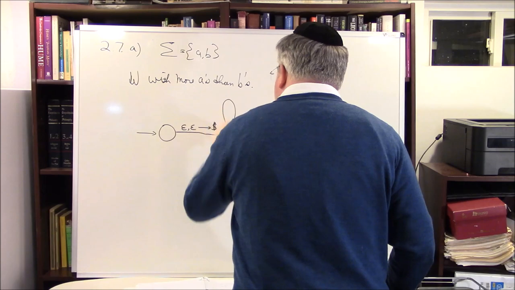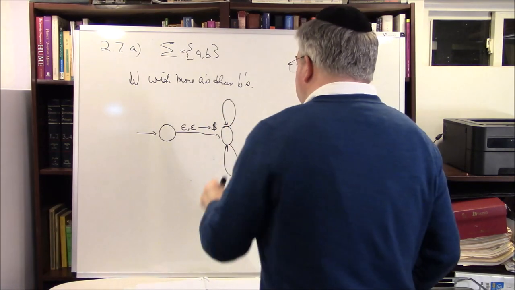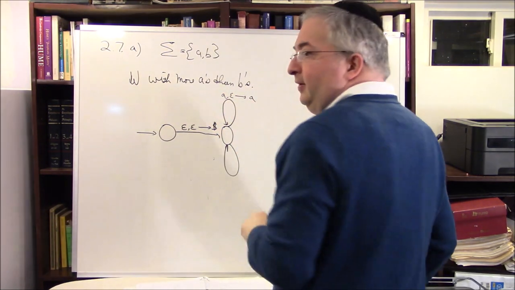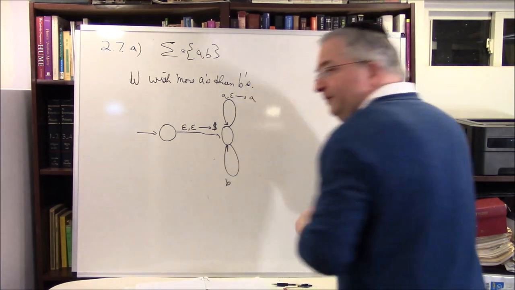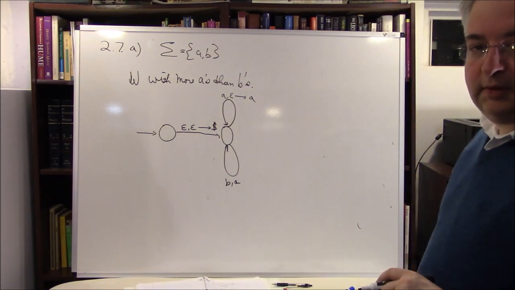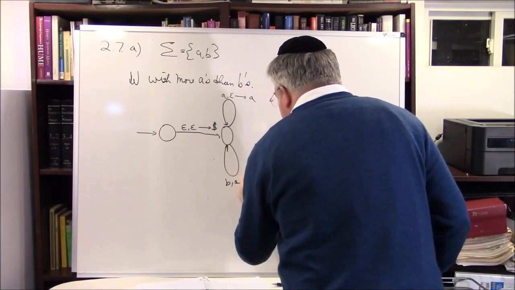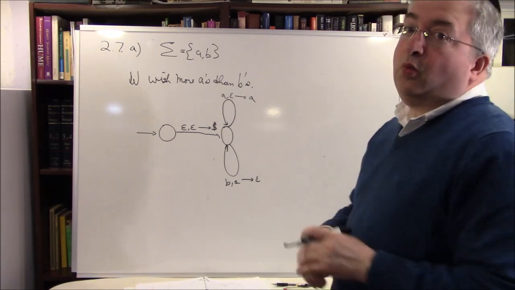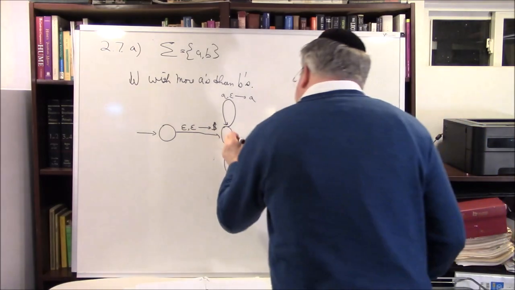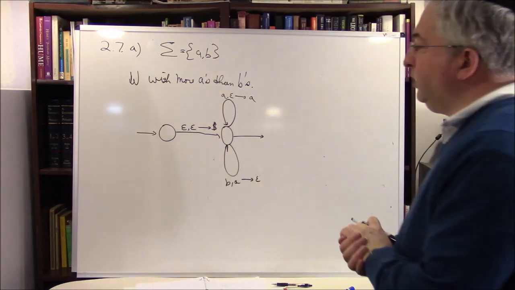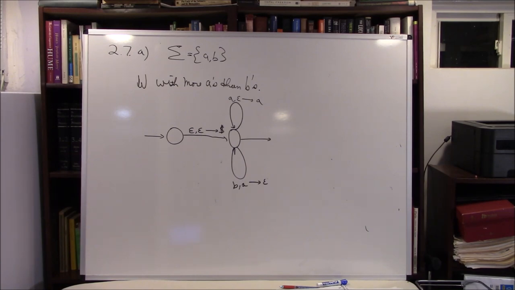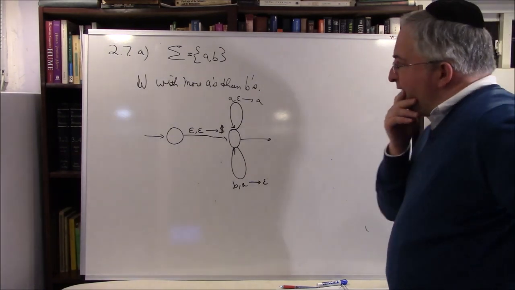In this state, there's two things I'm always going to do. When I see an A, don't look at what's on the stack and just push the A on. As opposed to that, when I see a B, pop off an A, and don't push anything else on. Great. Now, when do I stop? When do I stop? Okay, so this seems like the right thing to do.